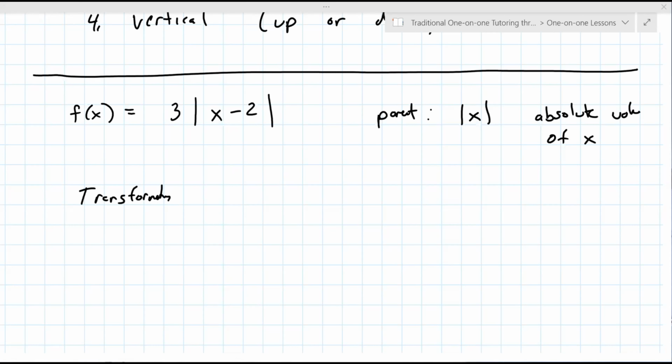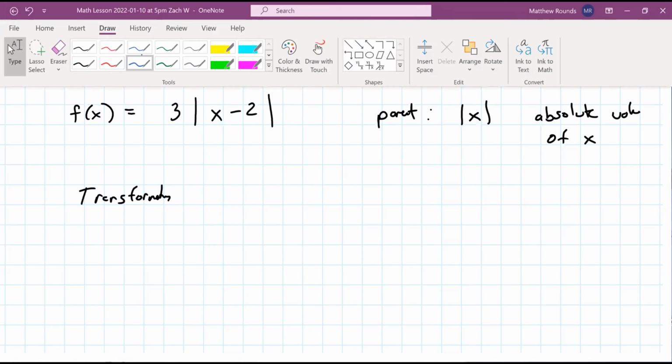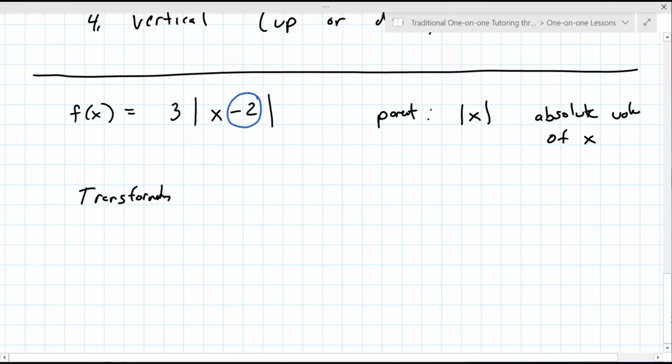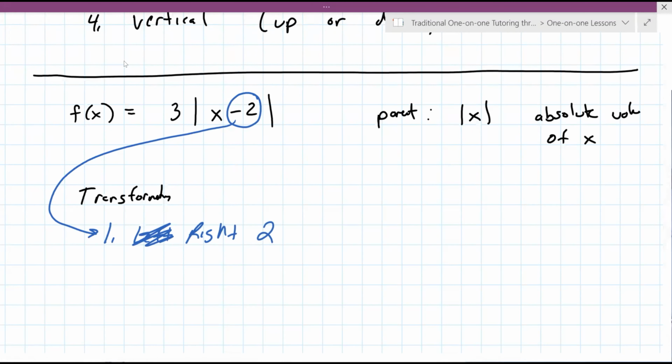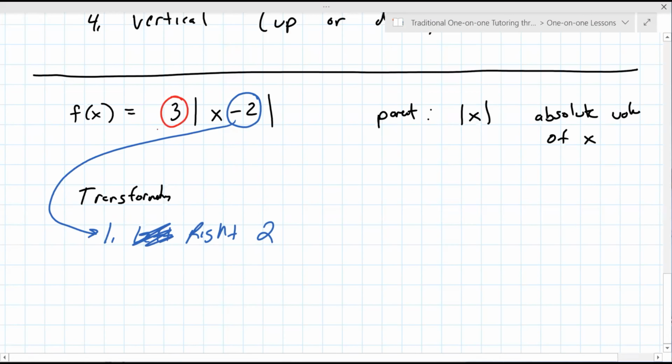Okay, so I'm going to use some colors here to help. The first transformation is this right here. What is that? It's inside the parentheses, moving left. Sorry, two right, it's right two. Oh right, switch. Sorry, I got confused because I started writing the wrong thing. And then this one is the second one.